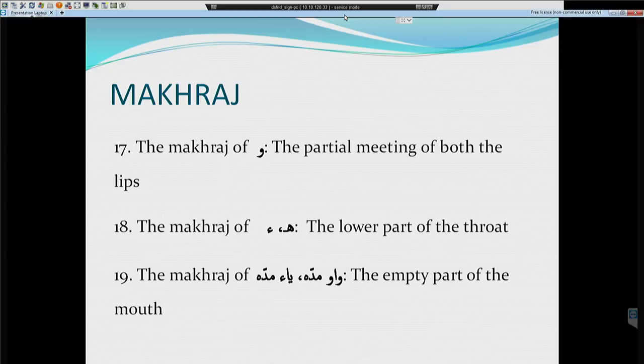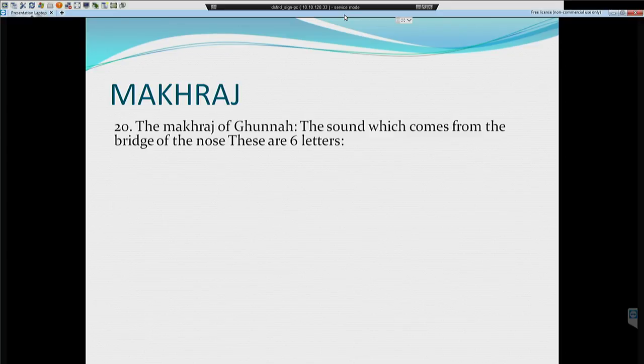When you do that, the stretching sound comes from the empty part of the mouth. Another example is bu or u. Pronouncing that, the stretching part comes from the empty part of the throat. The makhraj of ghunna is the sound which comes from the bridge of the nose, right here.